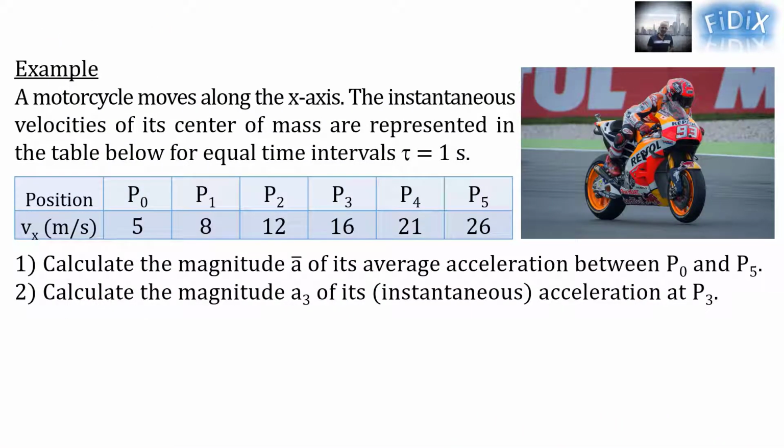Example, a motorcycle moves along the x-axis. The instantaneous velocities of its center of mass are represented in the table below for equal time intervals, tau equals 1 second. 1. Calculate the magnitude A bar of its average acceleration between P0 and P5. 2. Calculate the magnitude A3 of its (instantaneous) acceleration at P3. Note that instantaneous is written between parentheses because whenever we say acceleration without specifying, we are talking about instantaneous acceleration.